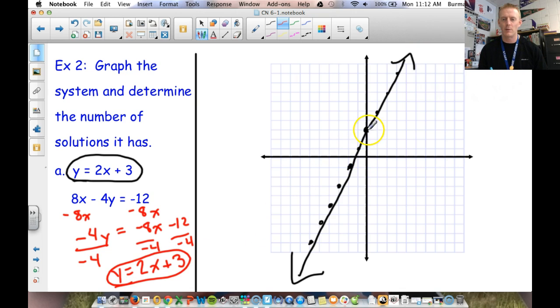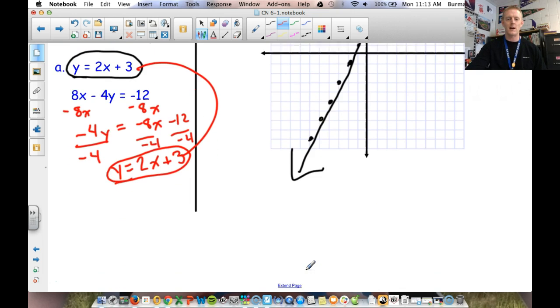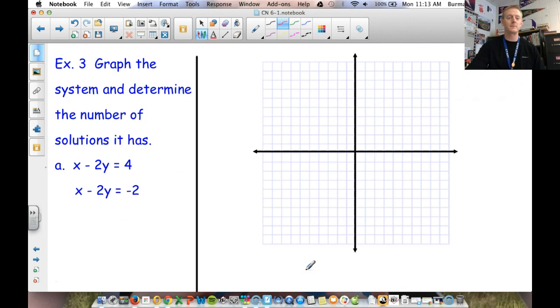So again, we're going up 3. And then we have a slope that's going up. Oh my gosh, they're the exact same thing. So this has an infinite number of solutions, because it's the exact same line. So all the way along this entire line is a solution. All right, let's try again.